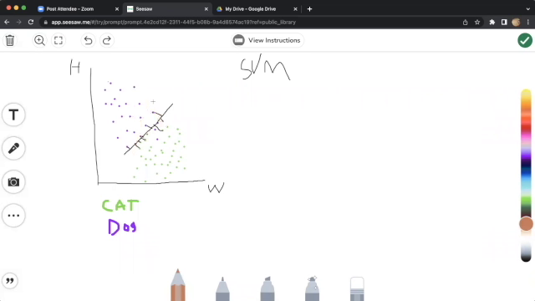Now there are also what we call hyperparameters for the SVM. These include C and gamma.